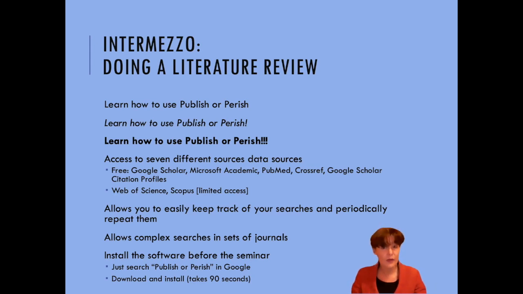It provides you with access to 7 different data sources. They include Google Scholar, Microsoft Academic, PubMed if you're working in the medical sciences, Crossref, Google Scholar citation profiles, but also the Web of Science and Scopus, although only if your university actually subscribes to these sources. Publish or Perish is really handy because it allows you to easily keep track of all the searches you've done and to periodically repeat them.